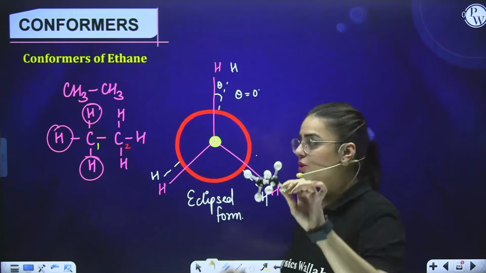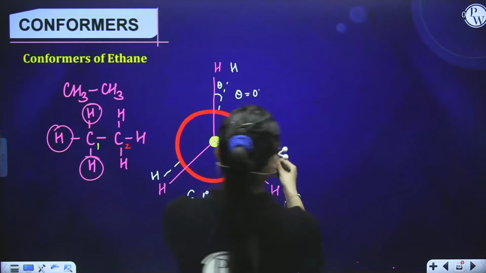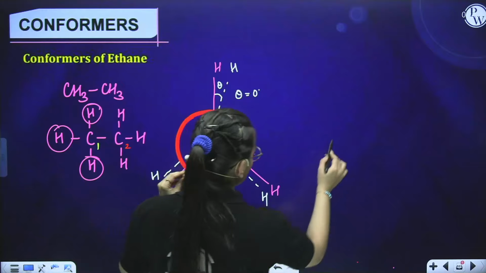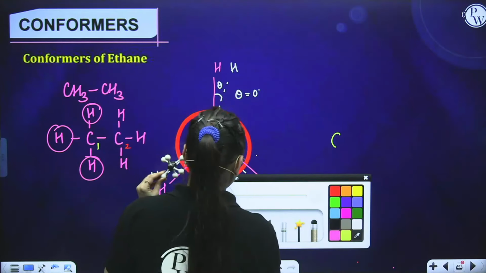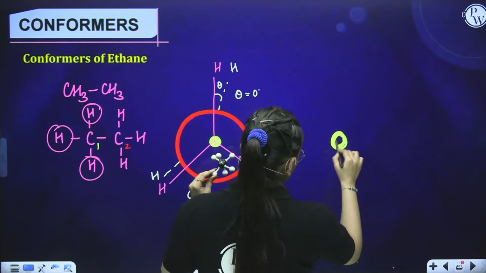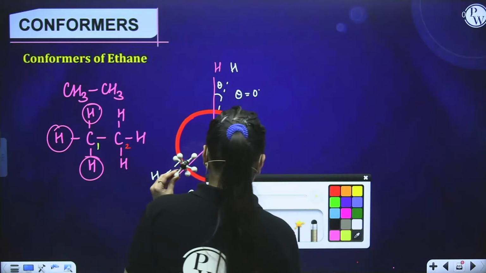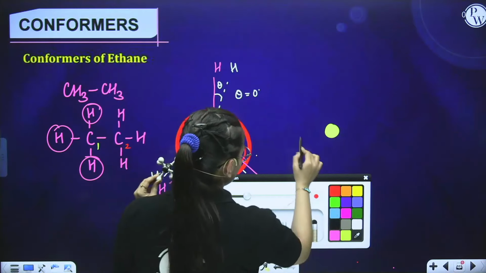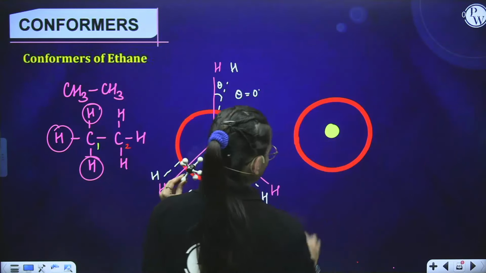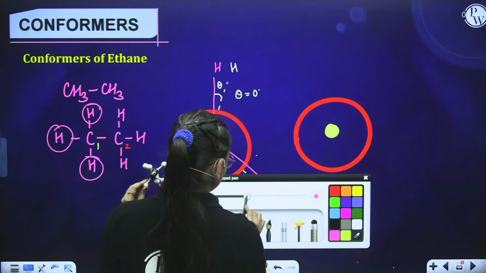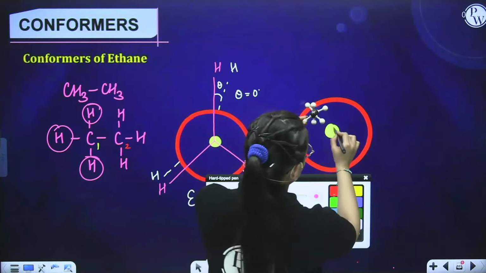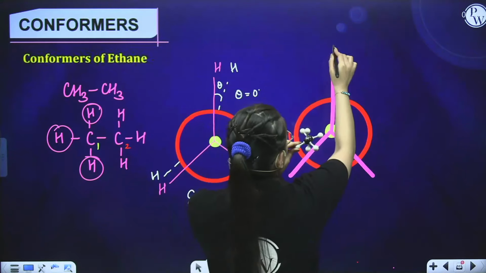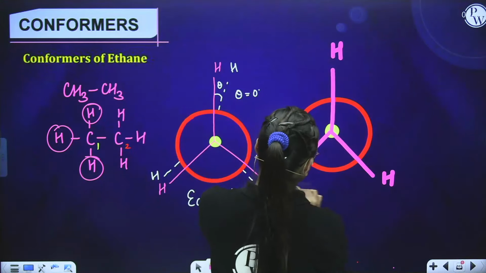Now, how does it look here? Now, let us draw the same structure over here. First of all, the first carbon is represented by a big dot, like this. The second one is represented by a circle over here, right? Now the hydrogen atoms present on the first carbon atom are like this, hydrogen, hydrogen, hydrogen.